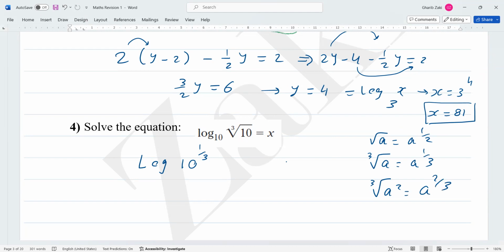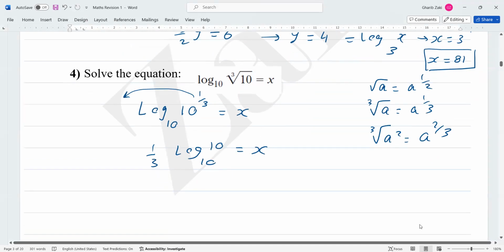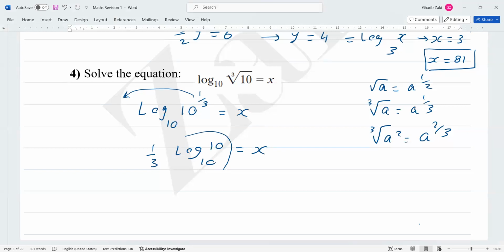Then this becomes 10 to the power 1/3 to the base 10 equals x. 1/3 comes in front of log. So it's 1/3 log 10 to the base 10. Log 10 to the base 10 equals 1. Then the value of x is 1/3 because this value equals 1. Then x equals 1/3. So this is the solution.